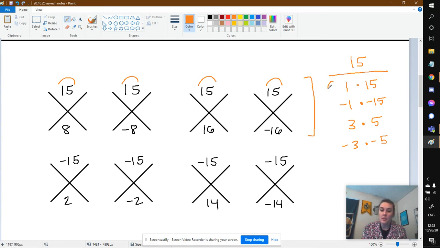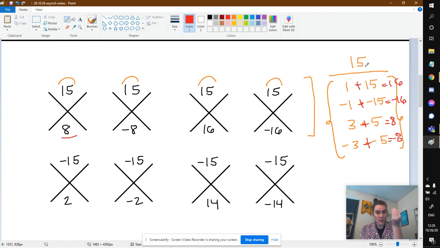So now that we have our list of things that do multiply to 15, we've got 1 and 15 multiplied to 15. We've got 3 and 5. And then we did the negative versions of both because we know when a negative is multiplied by a negative, it equals a positive. Nice. So now we go here. Which ones of these add to 8? These ones add to 8, right? These ones add to negative 8. These ones add to negative 16. And these ones add to 16.